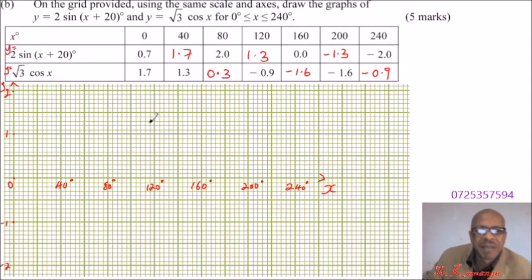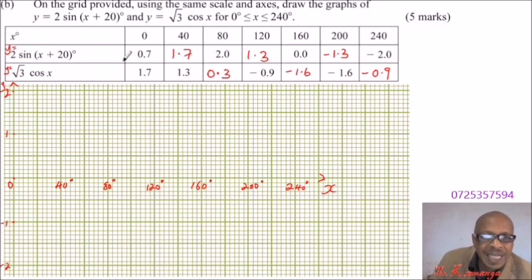Now we start with the first one. When x is 0, y is 1.7. So the 1.7, this is 1.5, and 1.7 is that point. You can use a dot or you can use an x, whichever you find convenient. I'm going to use dots. When x is 40, y is 1.7.